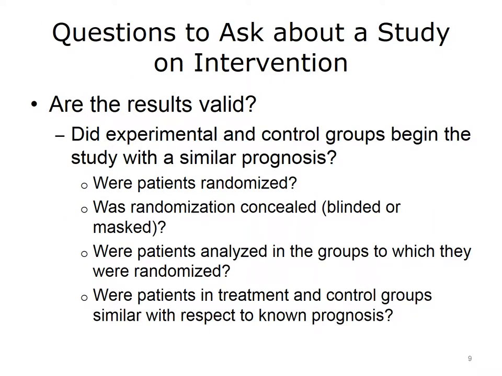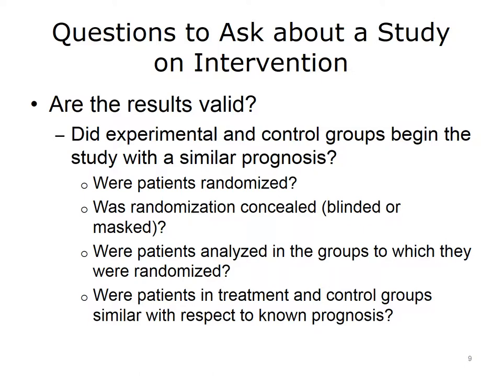To determine whether results are valid, we ask if the experimental and control groups began the study with a similar prognosis. Were the patient groups identical? Were the patients then randomized into the control or experimental treatment? Was the randomization concealed from the clinician? That is, did the clinician have absolutely no role in the randomization? If the clinician can bias the randomization, then the clinician will bias the trial.